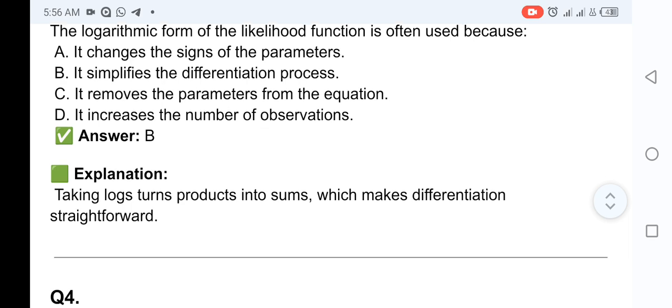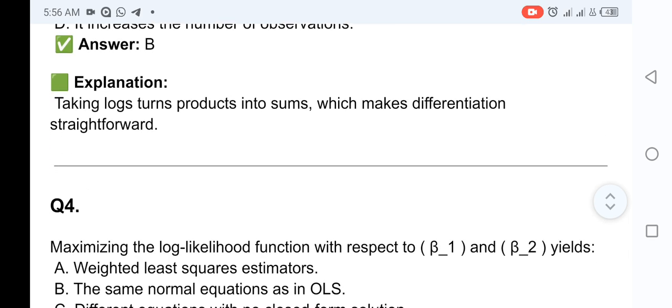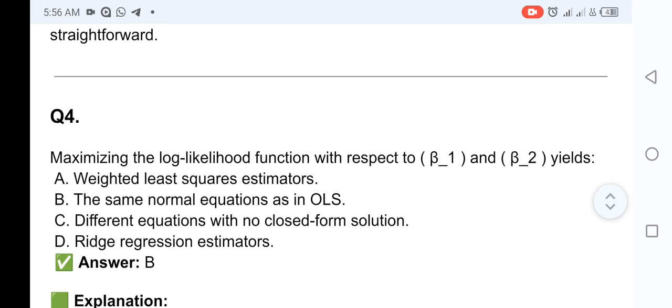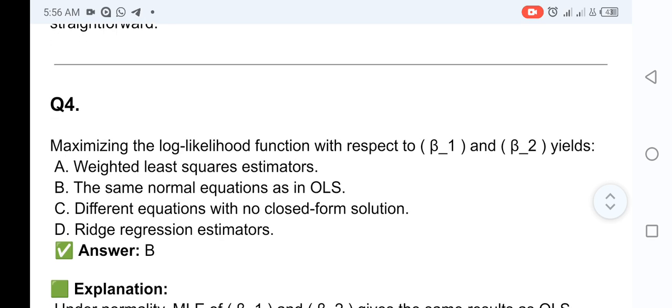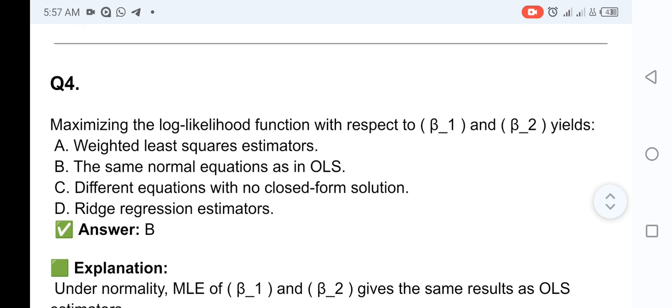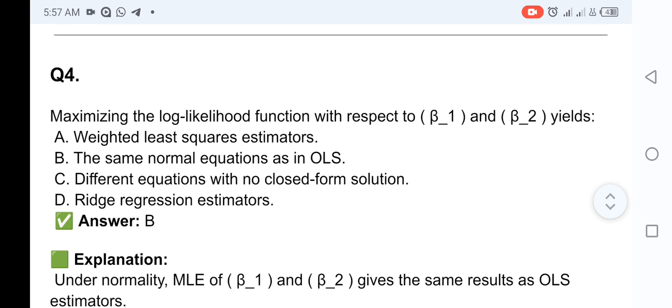Q4. Maximizing the log likelihood function with respect to β_1 and β_2 yields: A. Weighted least squares estimators. B. The same normal equations as OLS. C. Different equations with no closed-form solution. D. Ridge regression estimators. Answer, B. Explanation. Under normality, MLE of β_1 and β_2 gives the same results as OLS estimators.